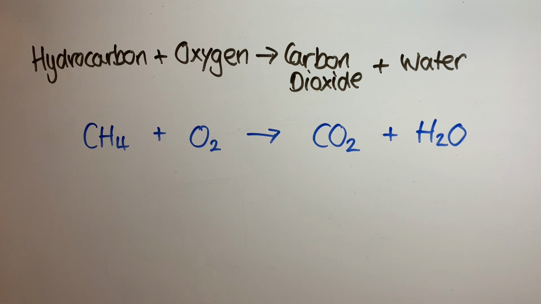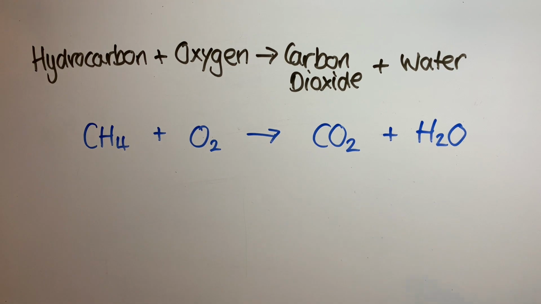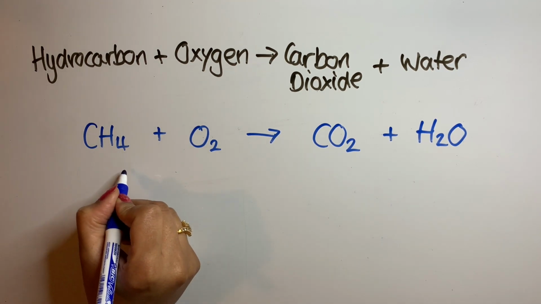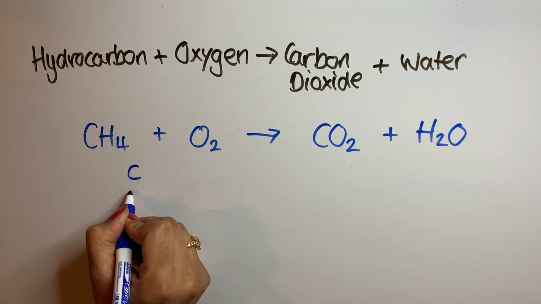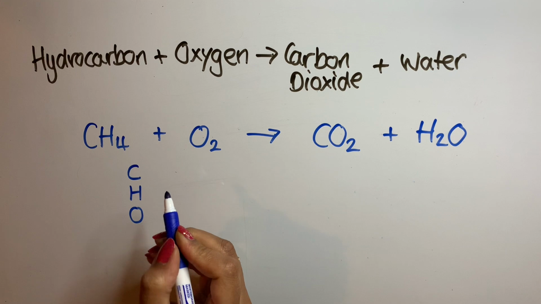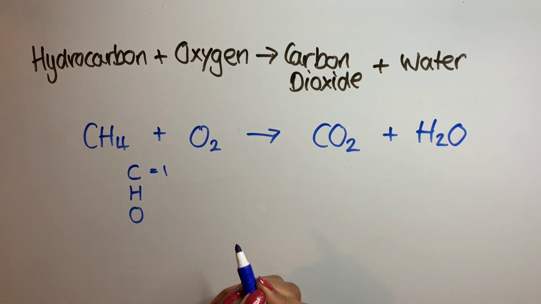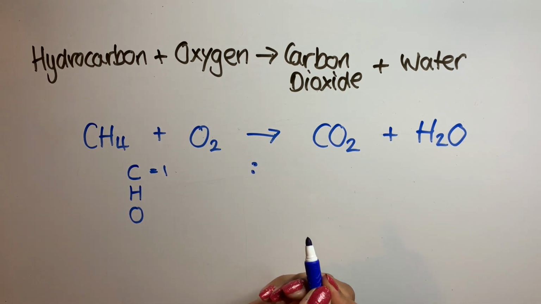Now, the key thing is whatever we have on the left-hand side has to be the same as what we have on the right-hand side. So the atoms that we have are carbons, hydrogens, and oxygens. If we look on the left-hand side, we have one carbon atom, and on our right-hand side, we have one carbon atom. So at the moment they look balanced.